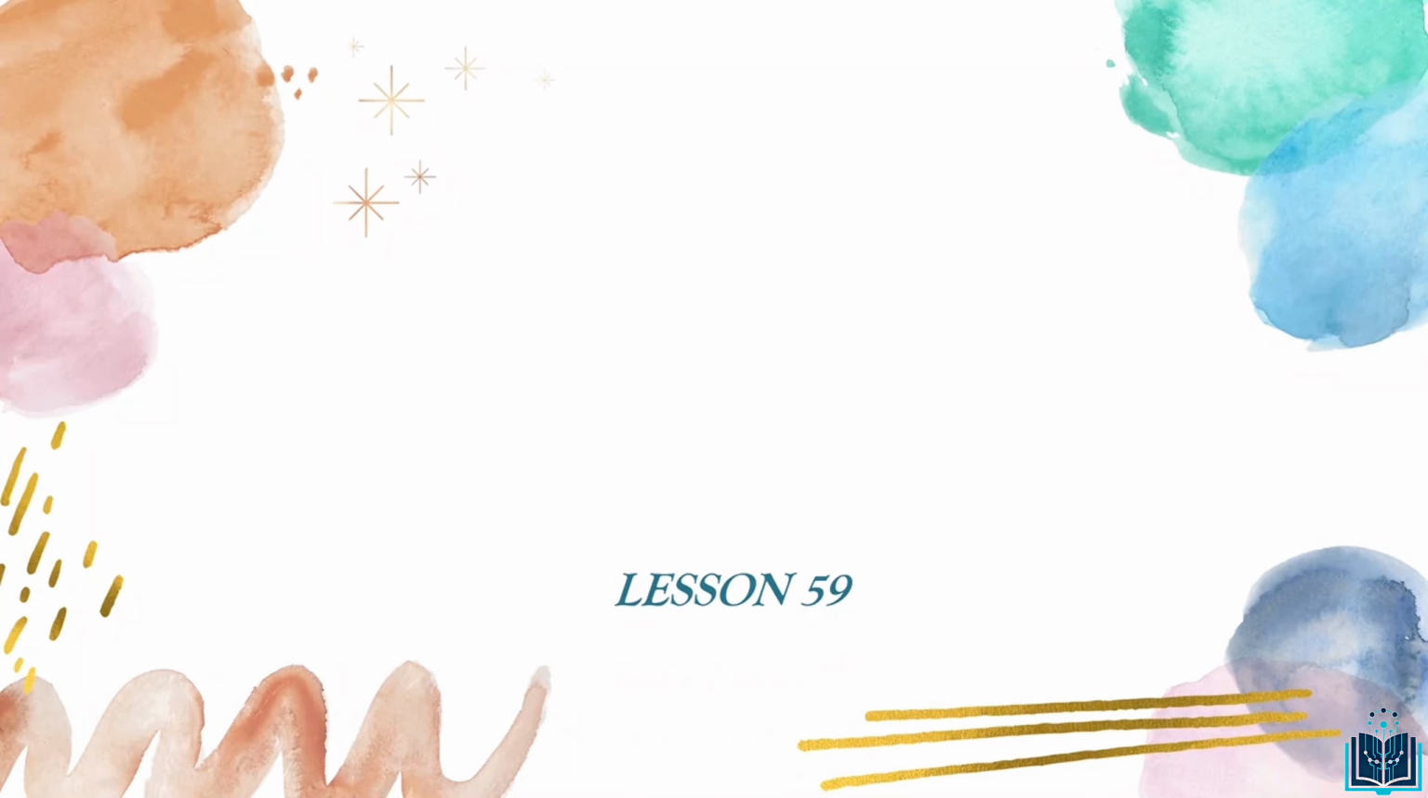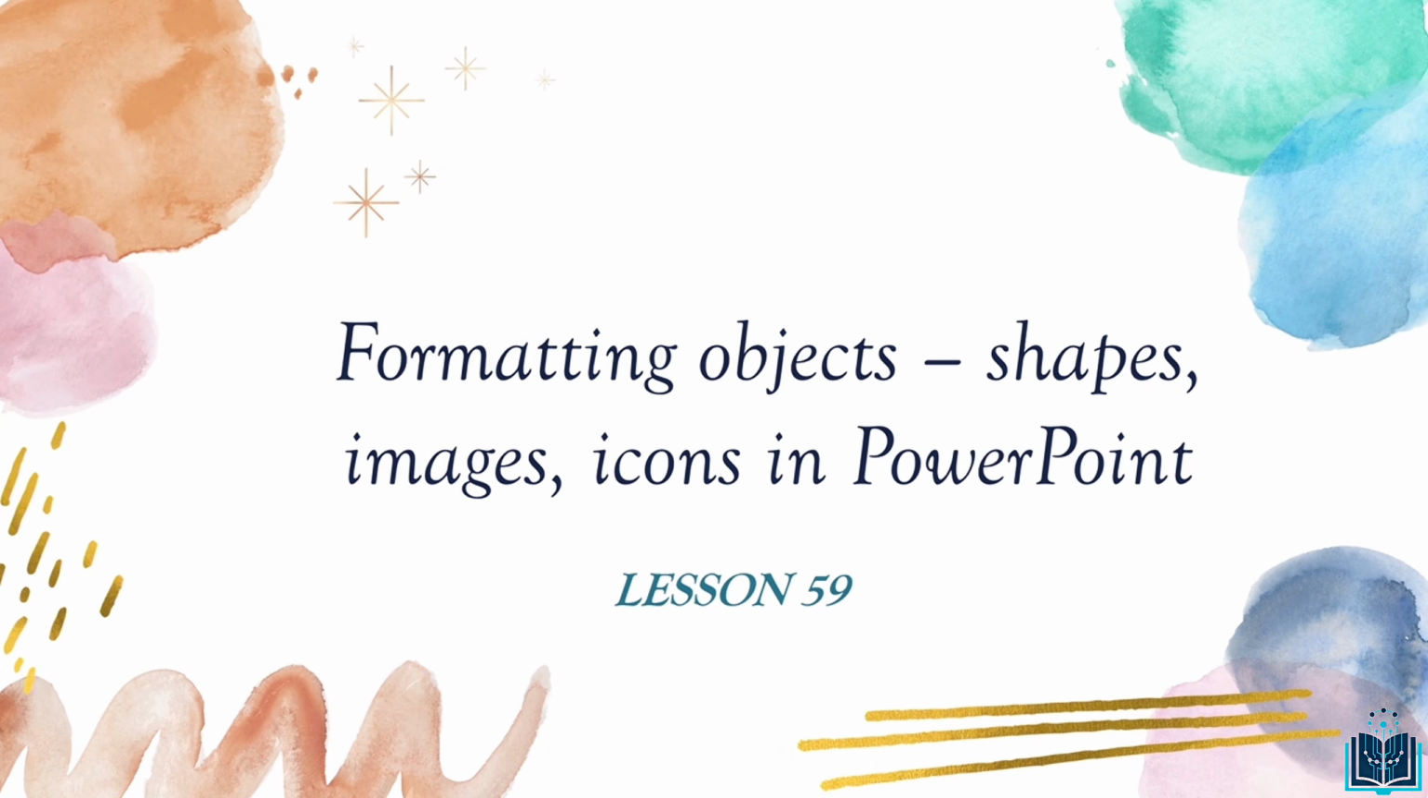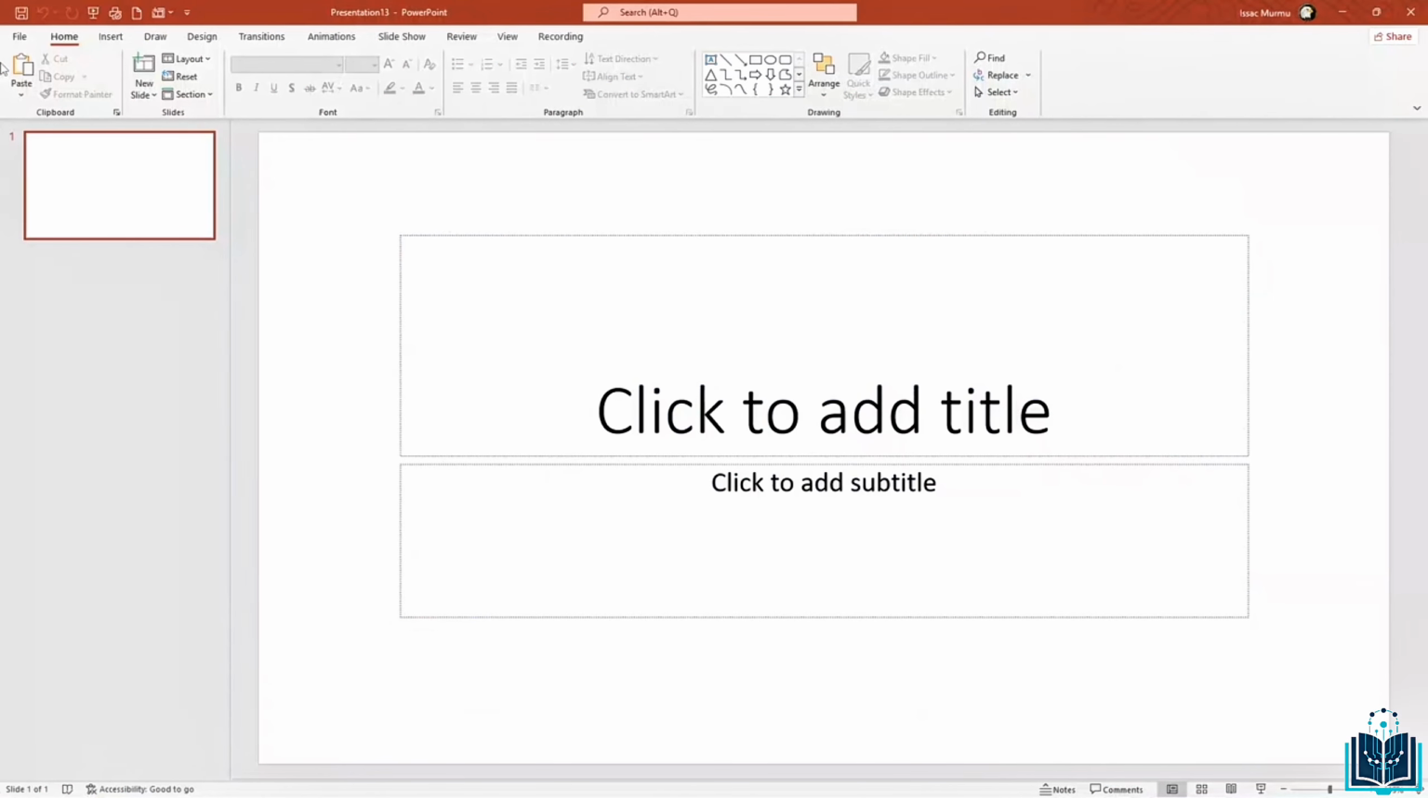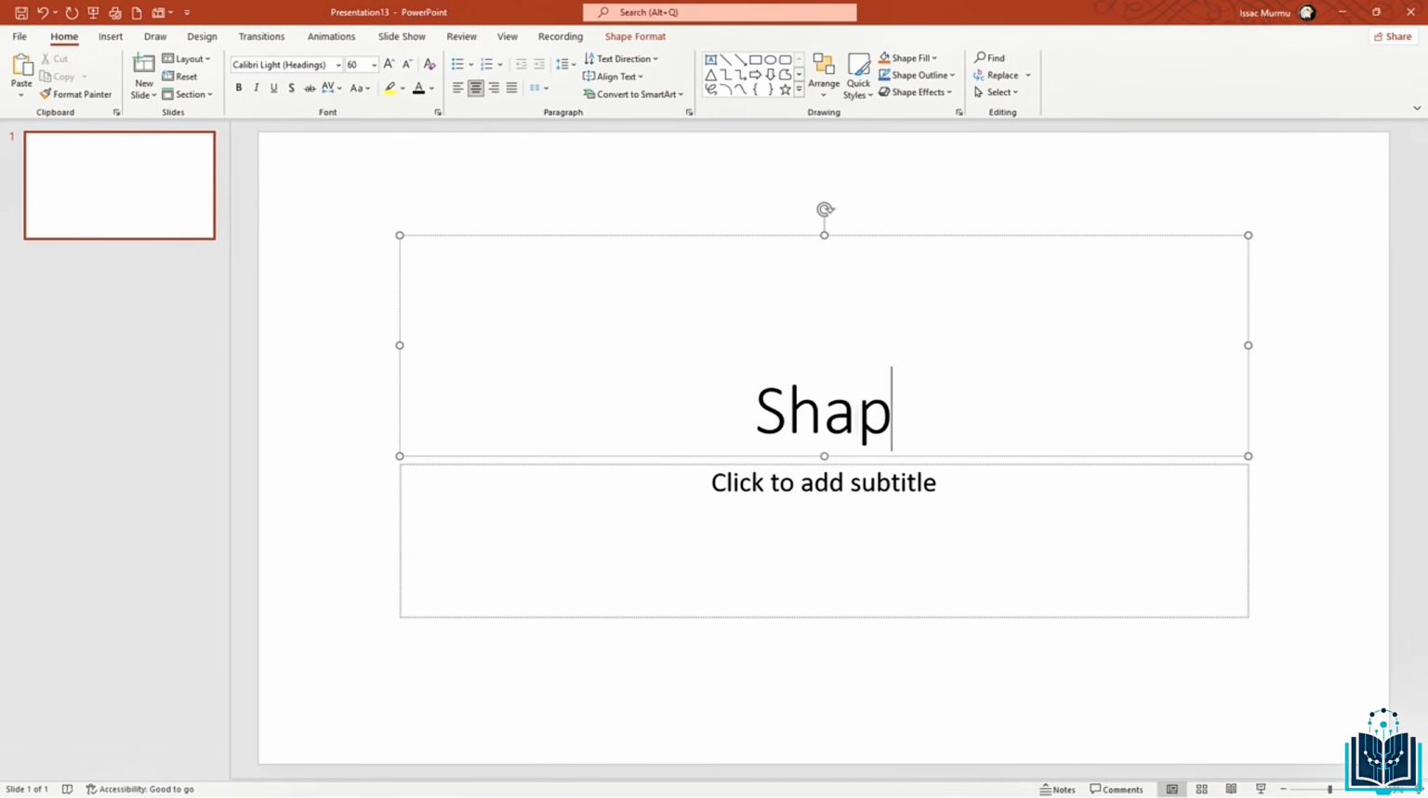Welcome to lesson 59 of our course. In this session, we'll explore how to format objects in PowerPoint, especially shapes, images, and icons, to make your slides visually engaging and professional. Okay, so let's move into PowerPoint and let's start with the shapes.